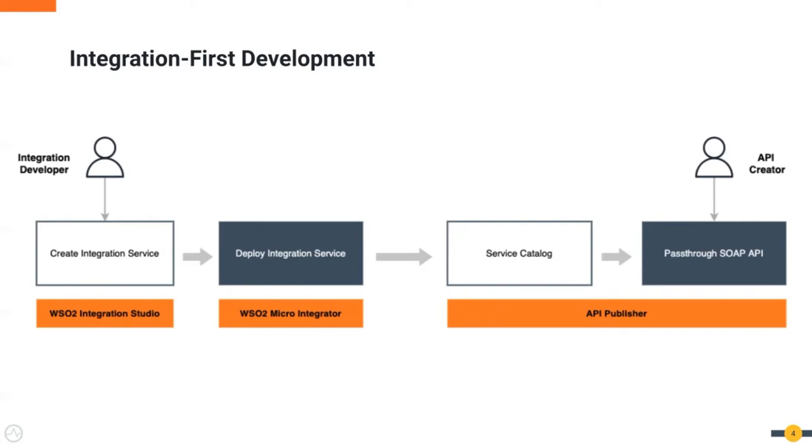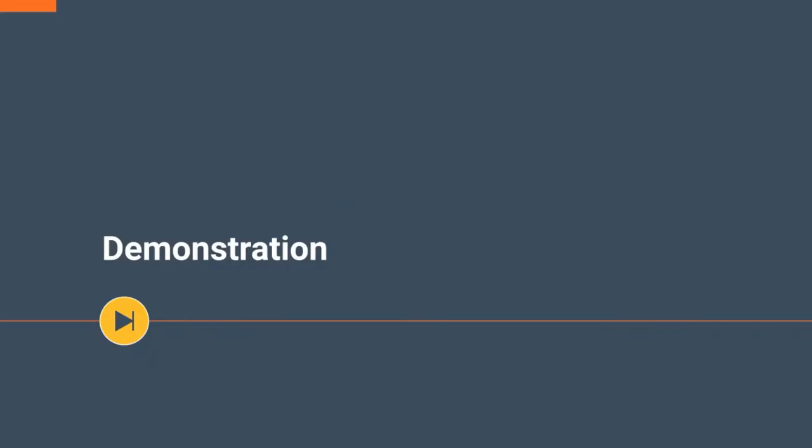Then the API creator converts the integration service to a pass-through SOAP managed API by applying qualities of service such as security, rate limiting, etc., and making it ready to be published to the developer portal in API Manager, where the API consumers can finally use this API for their development. Let's now move on to the demonstration of this capability in API Manager 4.1.0.